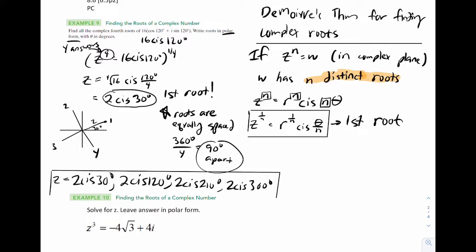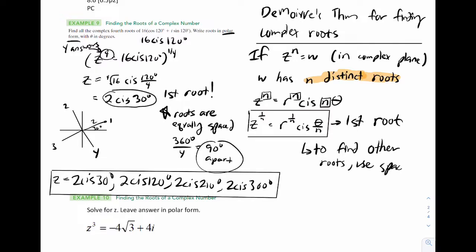And there is our final answer. Again, the key here is that the roots are equally spaced on the complex plane, and we can use the spacing. So to complete our notes on the right side, to find other roots, use spacing. That's going to be 360 divided by the number of roots. You might find this familiar from our rose petals or the rose graphs. Very similar idea here.